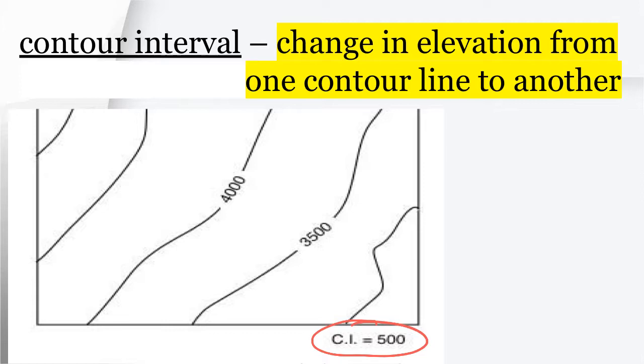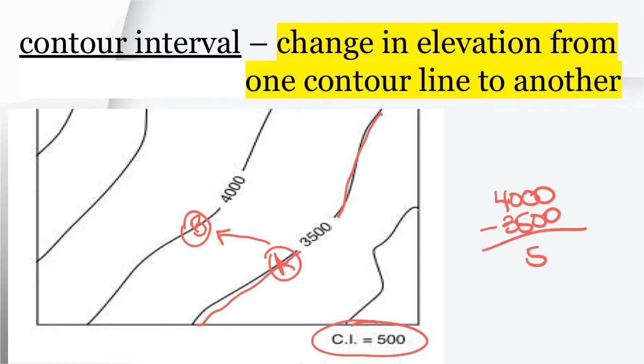CI equals 500. For example, let's say I'm here at point A, and let's say that contour line is 3,500 feet because it's labeled 3,500. And this line here is 4,000 feet. So if I'm at point B, my elevation is 4,000 feet. As I go from A to B, I'm going to change elevation by 500 feet because 4,000 minus 3,500 is 500. And so that is the contour interval.